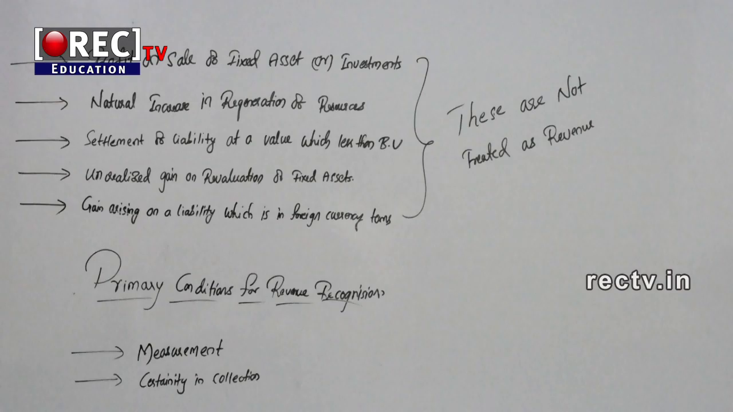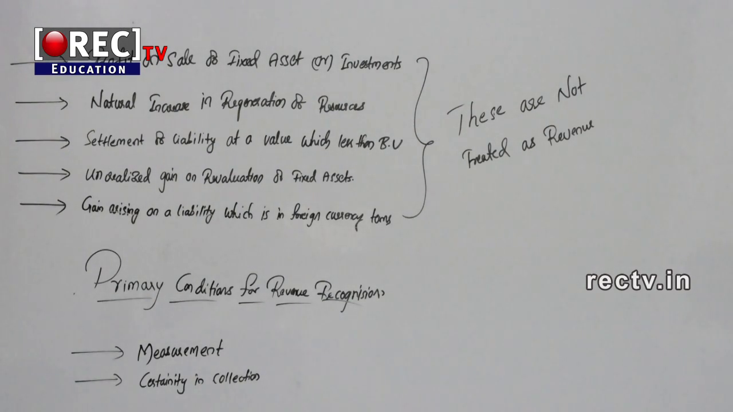So what is the measurability criterion? For recognition of revenue, the entity should be able to quantify the amount of revenue. That is, the entity should be able to determine how much the amount is going to be, maybe 10,000 or 20,000. So there should be measurability for the entity.